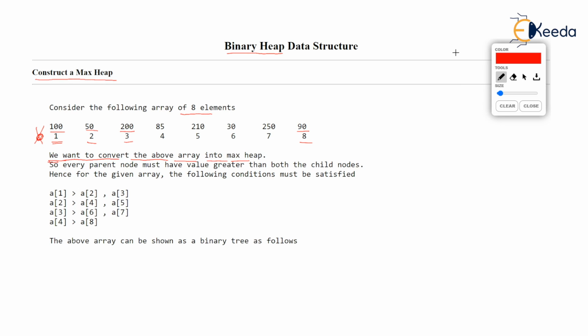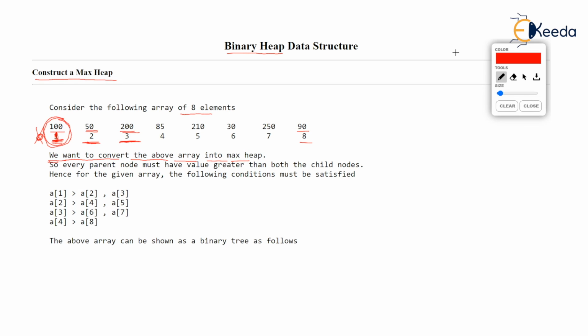What that means is this 100, the first element, is the parent of 2 and 3, isn't it? You know where the children of the first element are? 1 into 2, and 1 into 2 plus 1. So the second element and third element are the left and right child of the first element. What we want is that whatever you store in the first element should be greater than its left child and also its right child. Are you following?